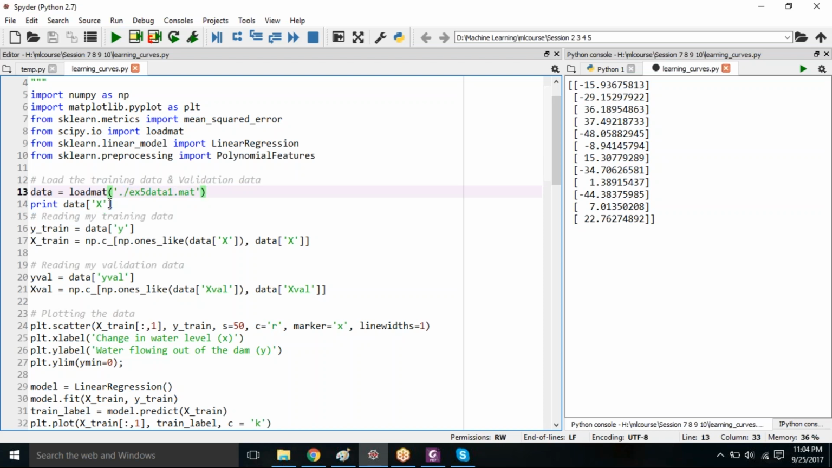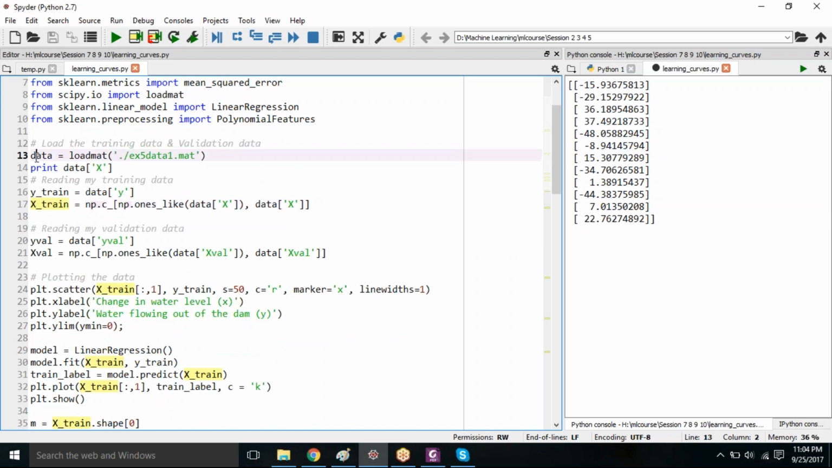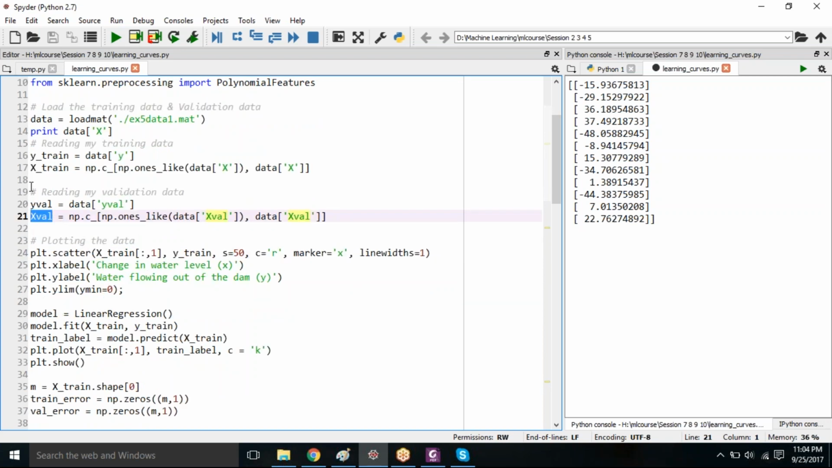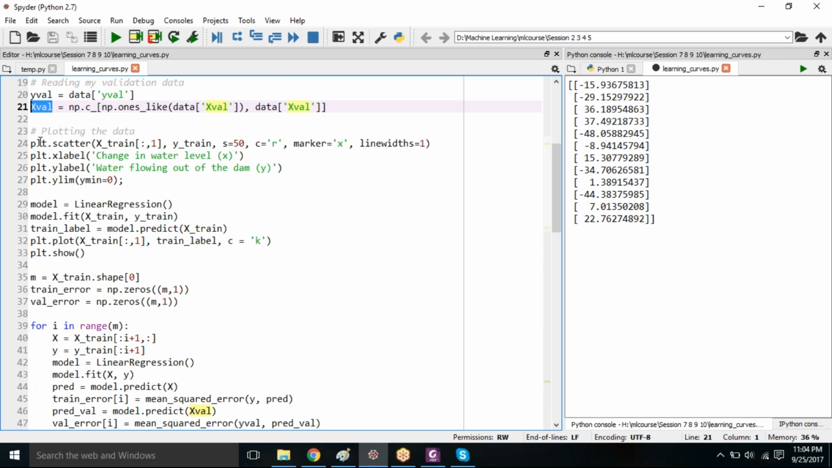In the MATLAB file, you save it like this is your x and this is your y. So this data has been loaded, and the y here is the amount of water which will flow out, and x is the change in water level. So these two things you have taken. Now in the same data you have a validation set also. So validation y and validation x also you have taken. This is how you read your data. Then this is just plotting.